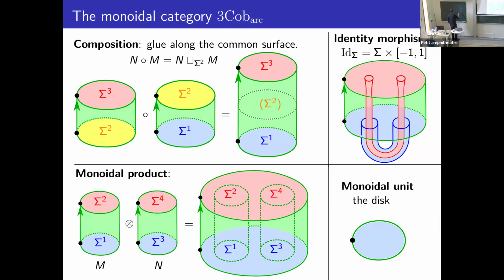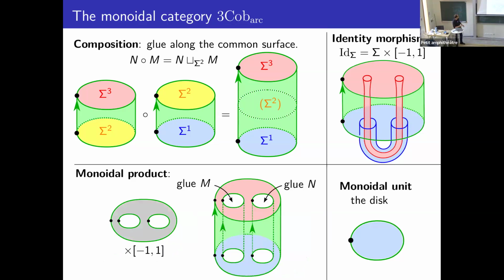In a cylinder like this, without the cylinder inside, okay? And you get monoidal product like this. And the monoidal unit is, of course, the disk. Okay, so I think there's a picture for the monoidal product. Yes, another view. So you see, you take this disk minus two disks, you take a cylinder, then you get this picture, and you glue your first cobordism here and your second cobordism here. And this is what we call the monoidal product.